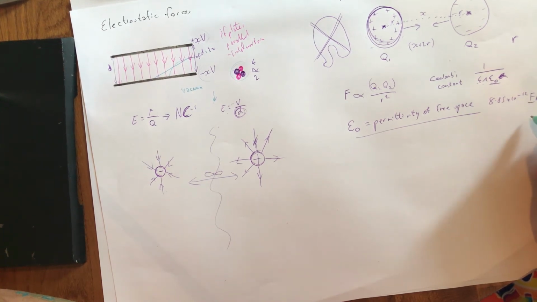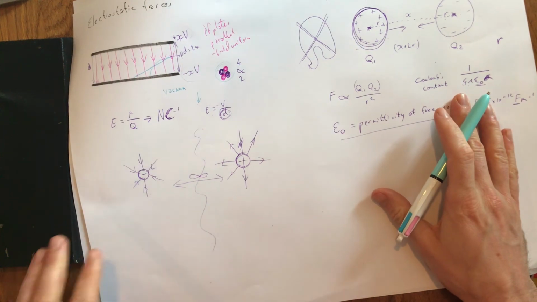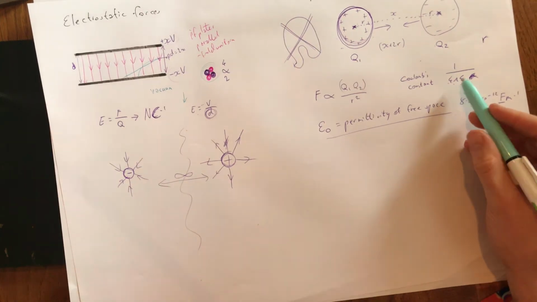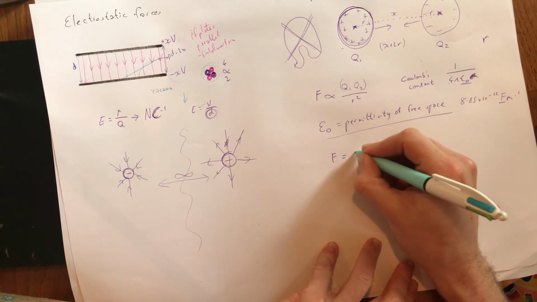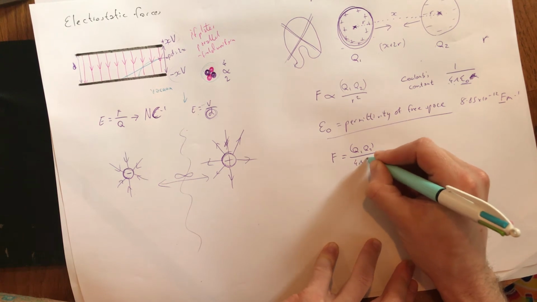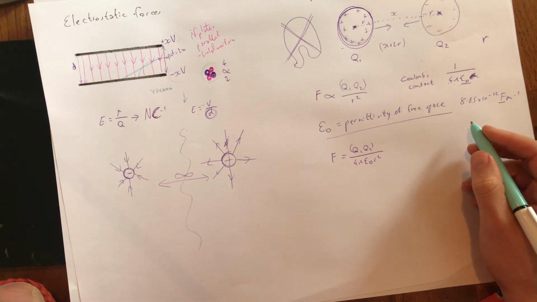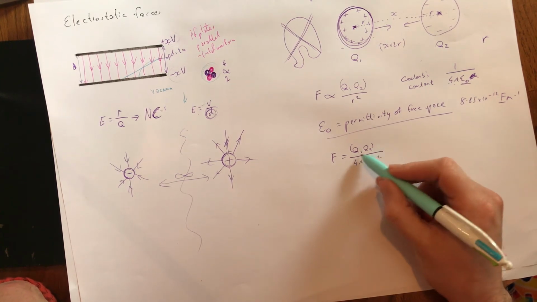You don't need to know what a farad is just yet. We're going to do that whenever we get on to our topic on capacitors. Anyway, combine those and we get that equation. The force between two charges is equal to Q1 Q2, the product of the charges, divided by 4 pi epsilon 0 R squared. I'll need to double check if that is actually given to you in the exam. I think that it is not, but epsilon 0 is given to you.